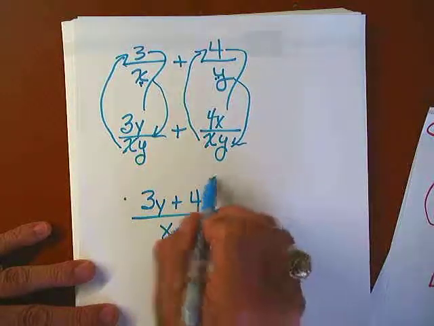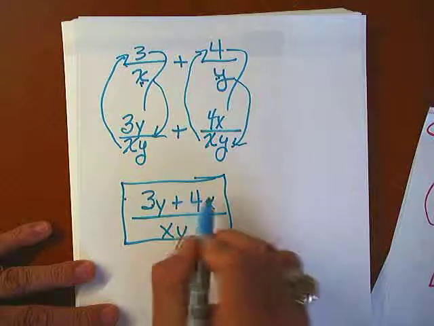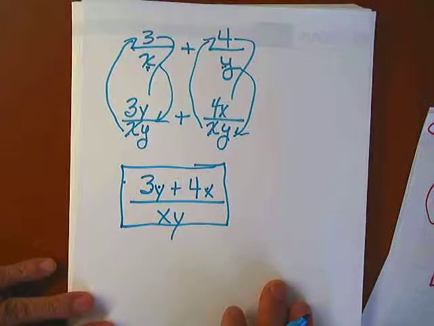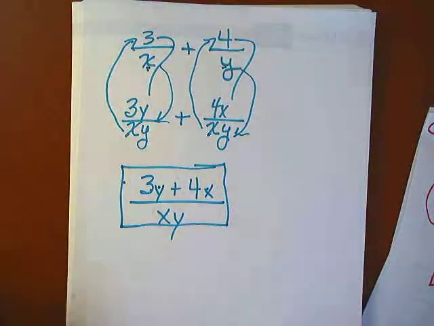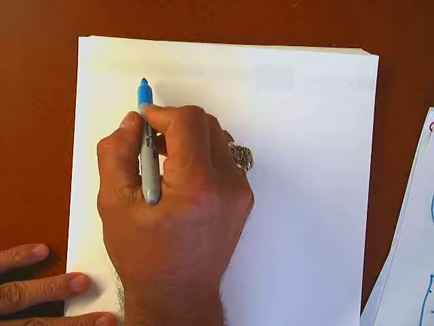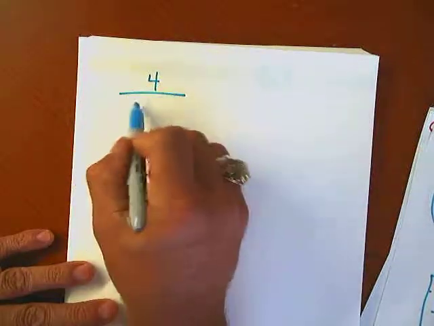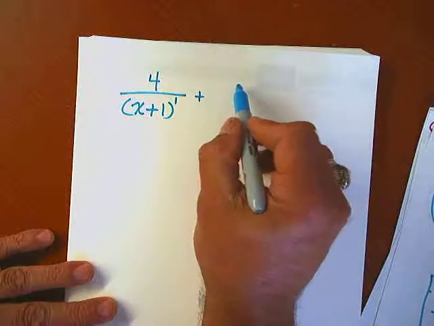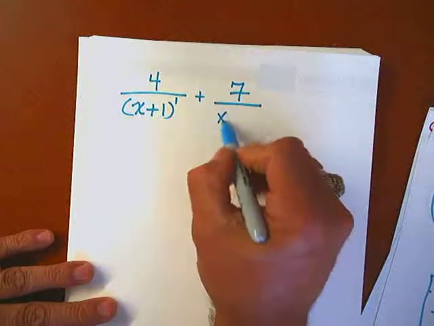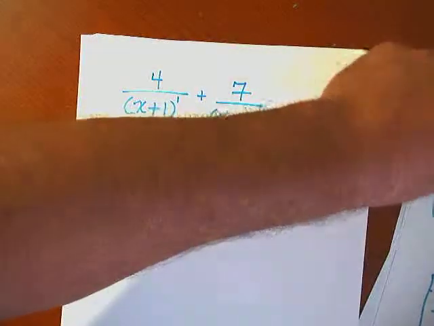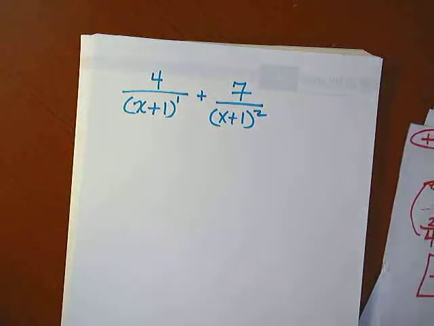How many times will x go into x, y? Y times 3 is 3y. How many times will y go into x, y? X times 4 is 4x. So your final answer is 3y plus 4x over xy. And again, you cannot cancel because these two are married. Okay, so now we're up into a little bit of pre-algebra, algebra 1.